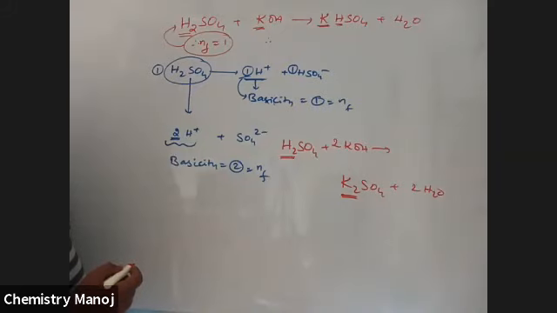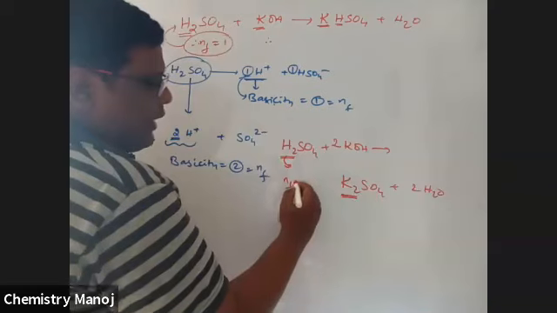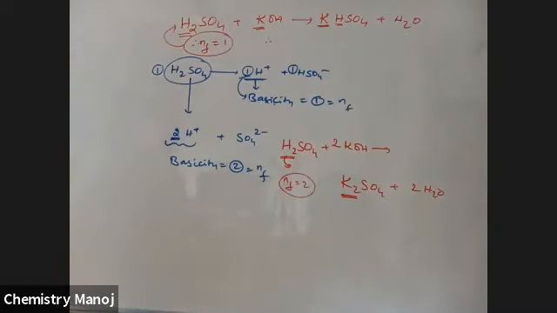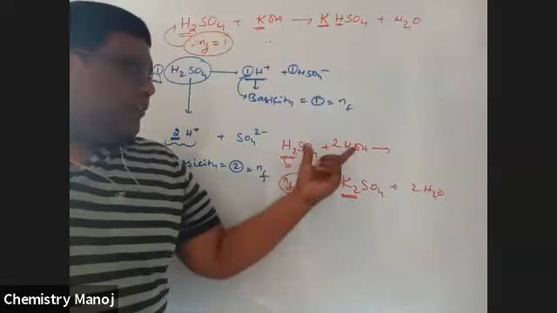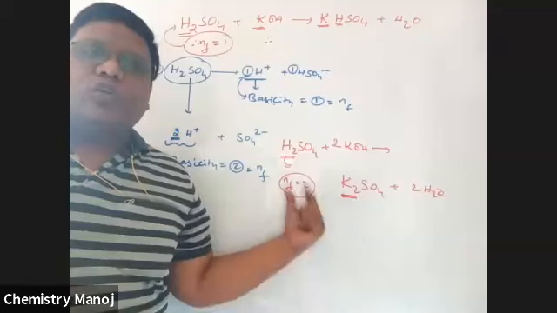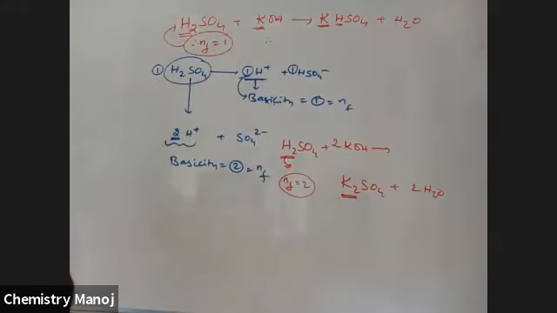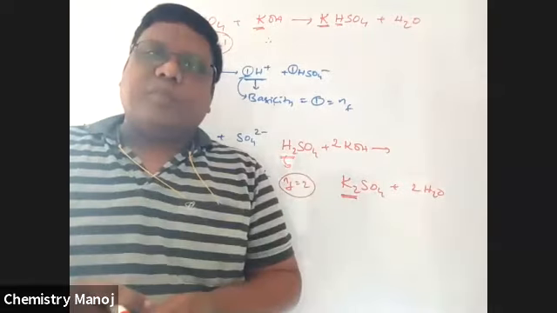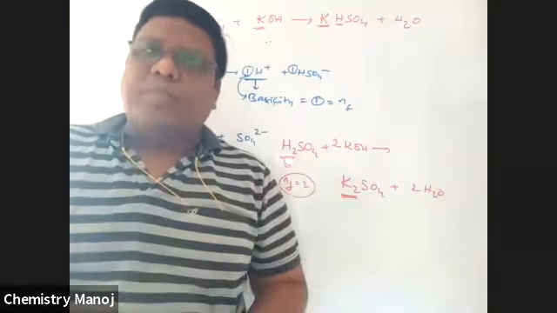Therefore, N factor in this case is 2. So very, very important. If the reaction takes place like this, N factor is equal to 2 for H2SO4. If the reaction takes place like this, N factor is 1 for H2SO4. That means for a particular substance, N factor is not constant. It depends on the type of reaction, the number of replaceable hydrogens.